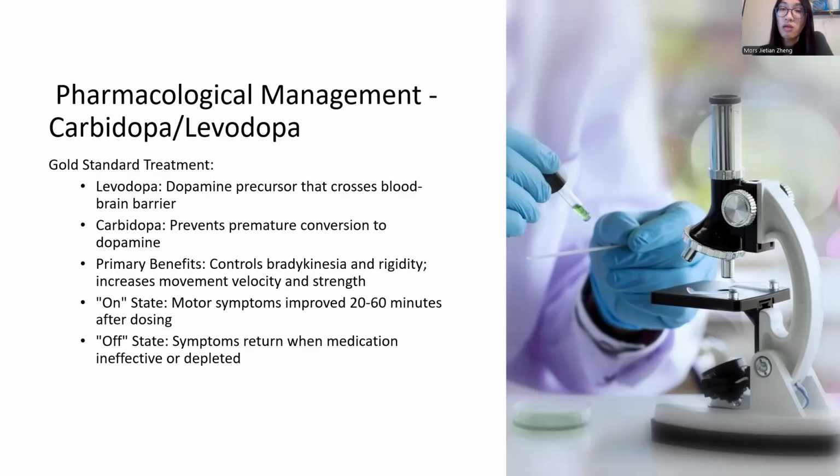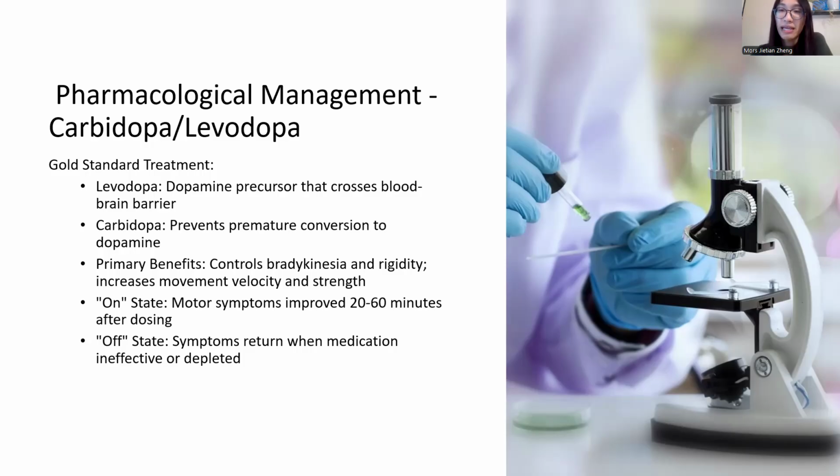Carbidopa prevents levodopa from being converted to dopamine before it reaches the brain, allowing more of the medication to be effective. The primary benefits are remarkable. It controls the cardinal symptoms of bradykinesia and rigidity, out of the 4, increases movement velocity, and improves strength.